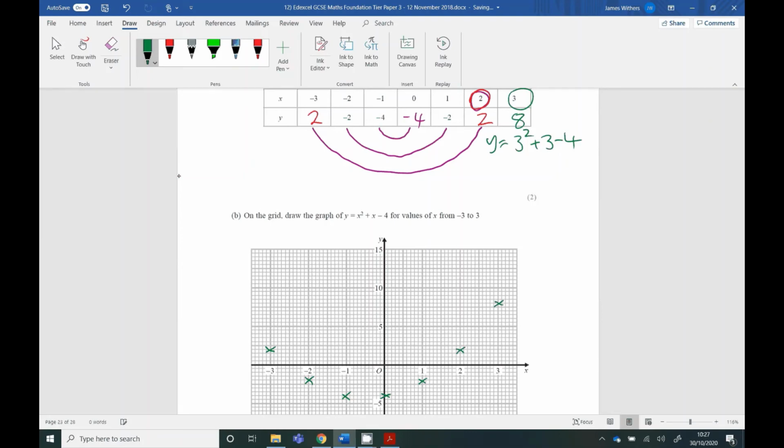So then draw in your gentle curve. And just try and make sure that you keep a nice gentle curve, and don't give it a flat bottom, just keep it curved all the way around.